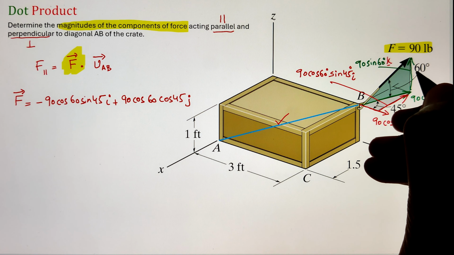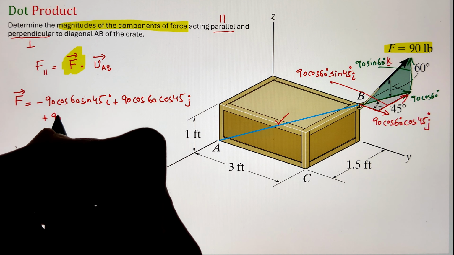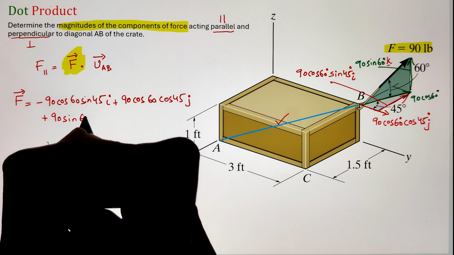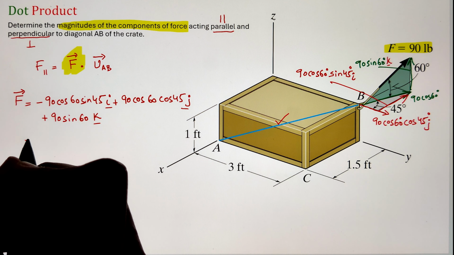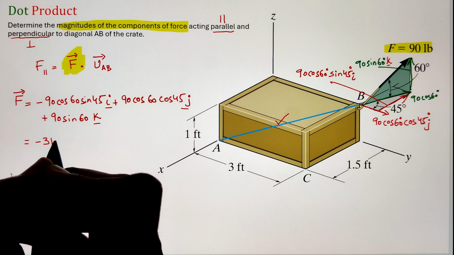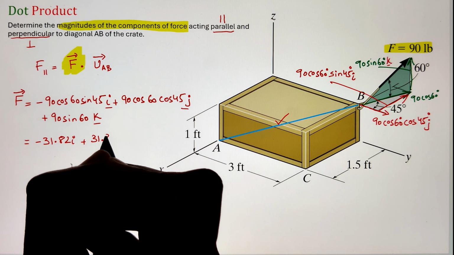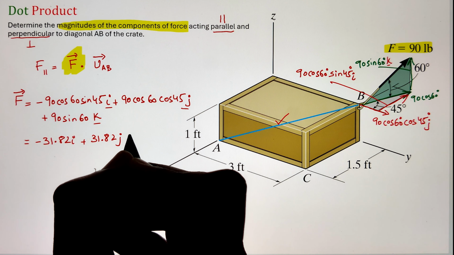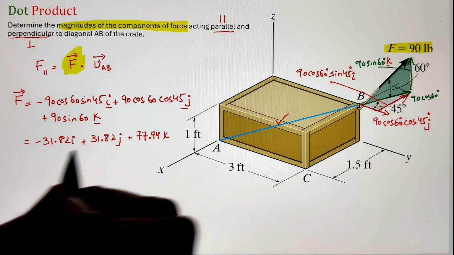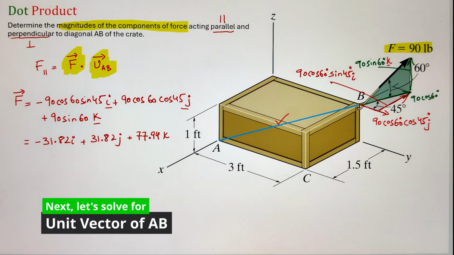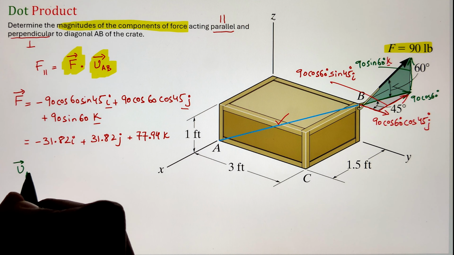Next, let's go ahead and simplify this. It is coming as negative 31.82i plus 31.82j and 77.94k pounds. Now, once we have the force Cartesian vector, next thing is to figure out the unit vector of the diagonal AB. To do that, we know that the unit vector is equal to the ratio between the position vector divided by the magnitude of the position vector.